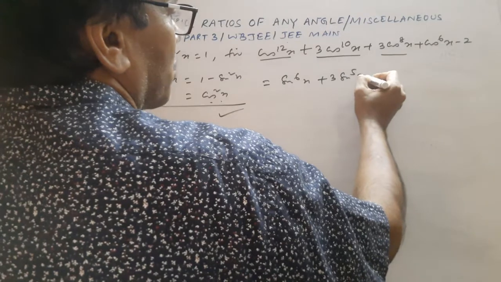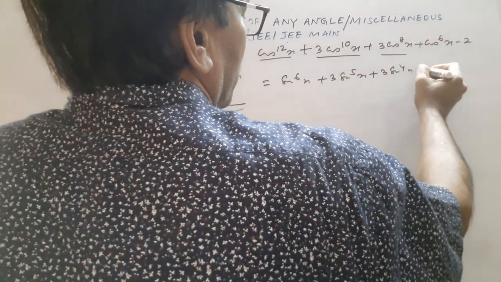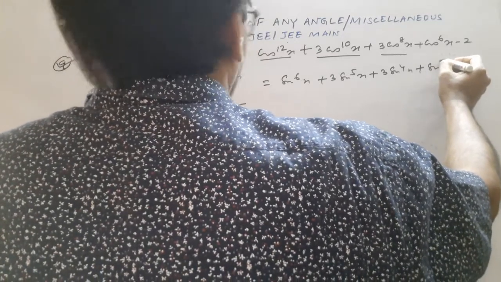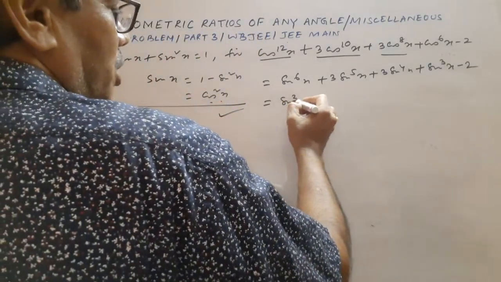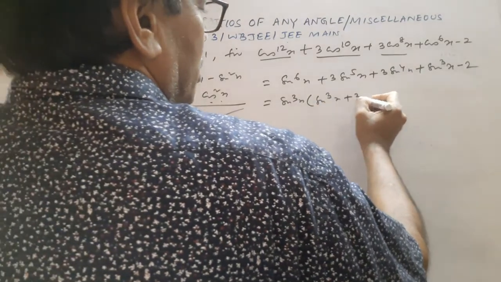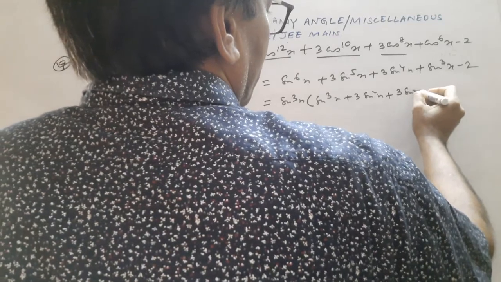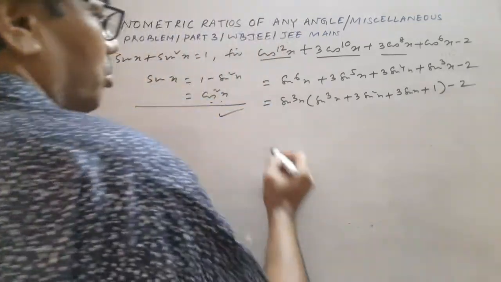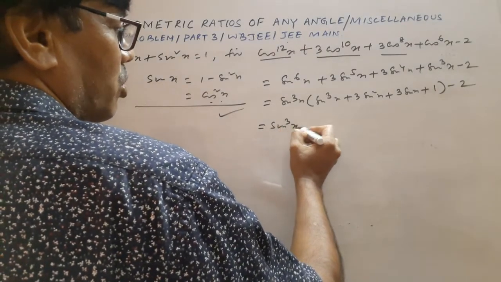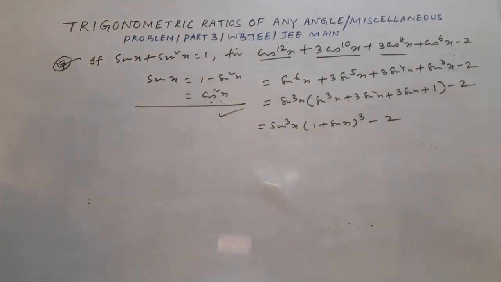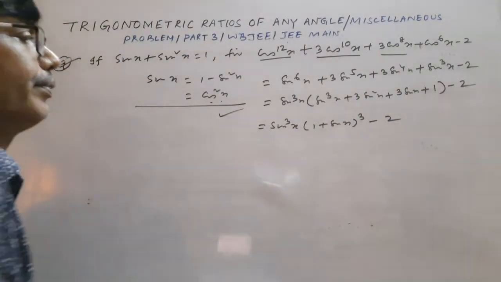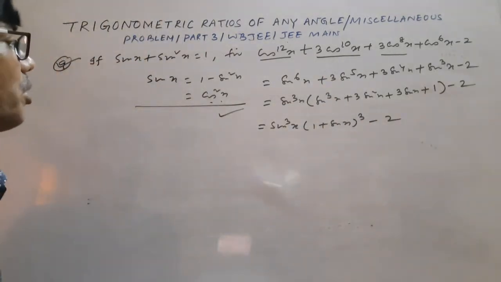This is 3 sin to the power 5x, this is 3 sin to the power 4x, and this is sin cube x minus 2. So sin cube x common: sin cube x into (sin square x plus 3 sin x plus 3) plus 1 minus 2. Now sin cube x common. This is 1 plus sin x whole cube.